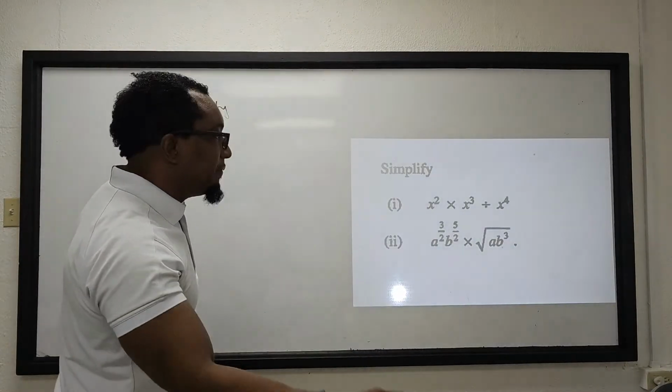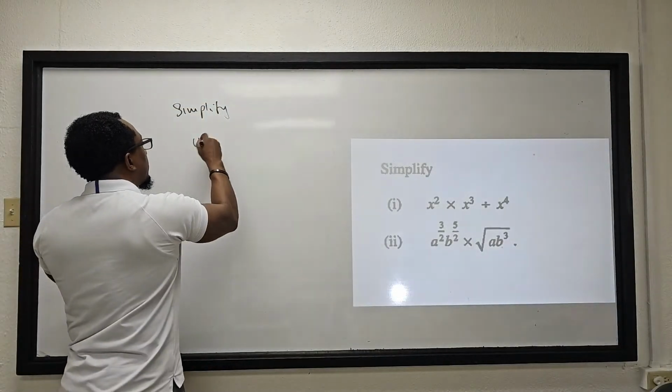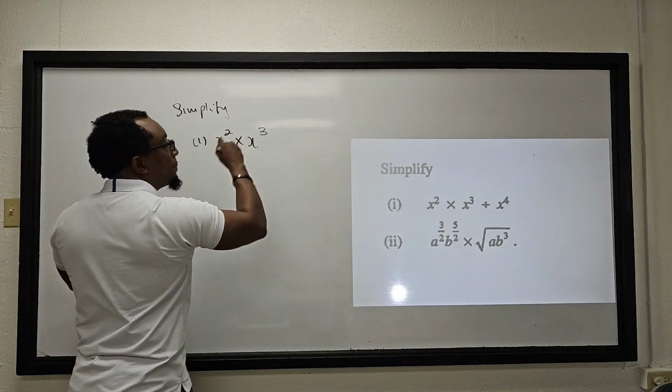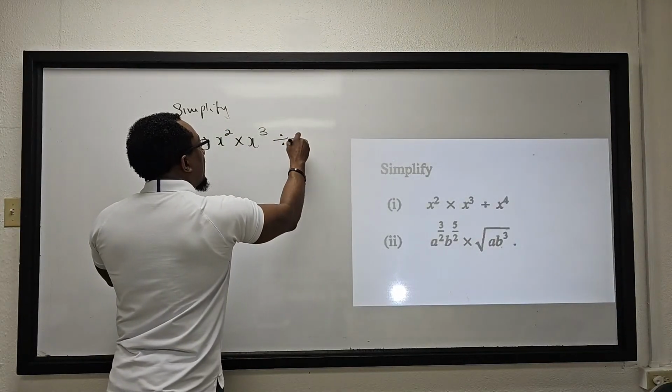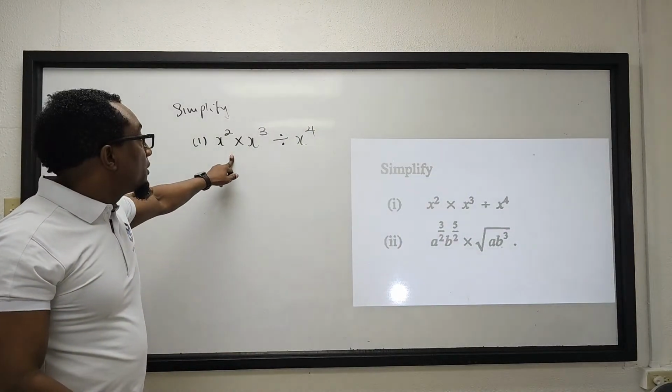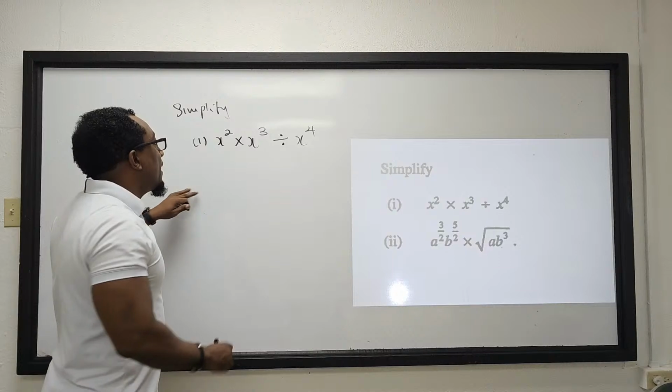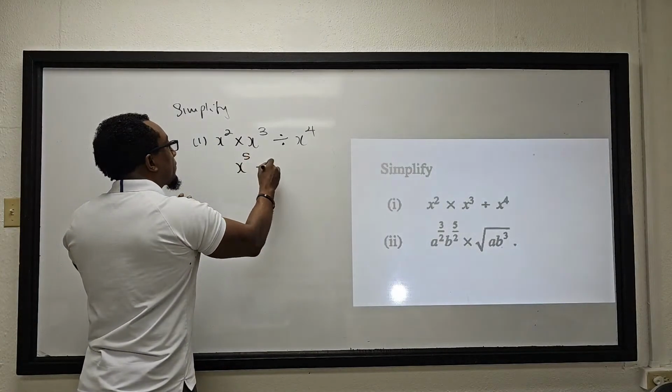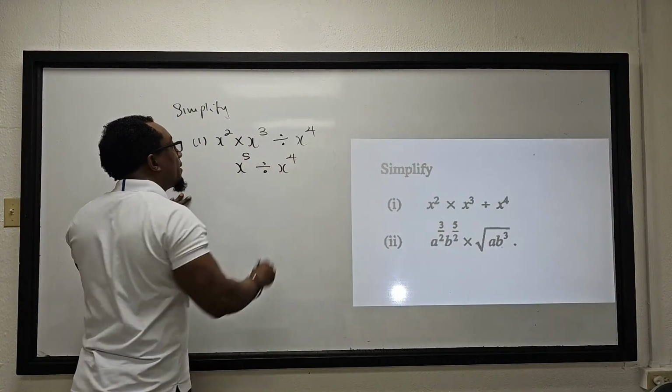So they want us to simplify 1, x to the power of 2 by x to the power of 3 divided by x to the power of 4. So let's carry out our multiplication first. This is x to the power of 5 divided by x to the power of 4.